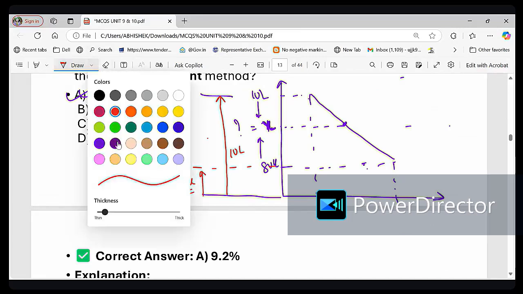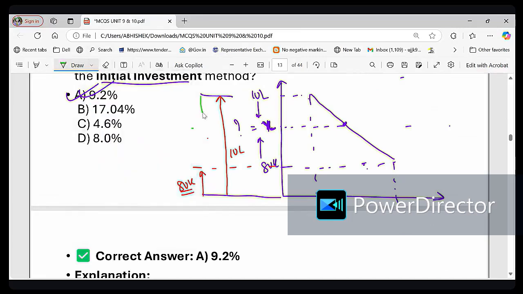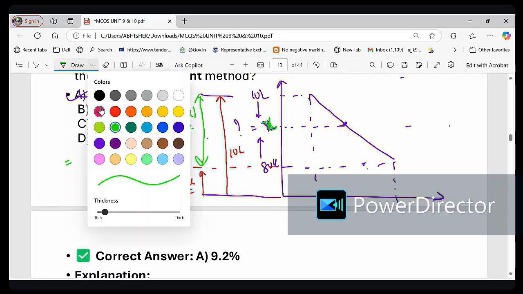Let me use a different color. How much is this much? I'm using the green color. It is nothing but 10 lakh minus 80,000, isn't it? Which I have drawn in green color. And the midpoint of it, you just divide by 2, right? So 10 lakh minus 80,000 divided by 2. This is the midpoint. How much is it? Just calculate 10 lakh minus 80,000.